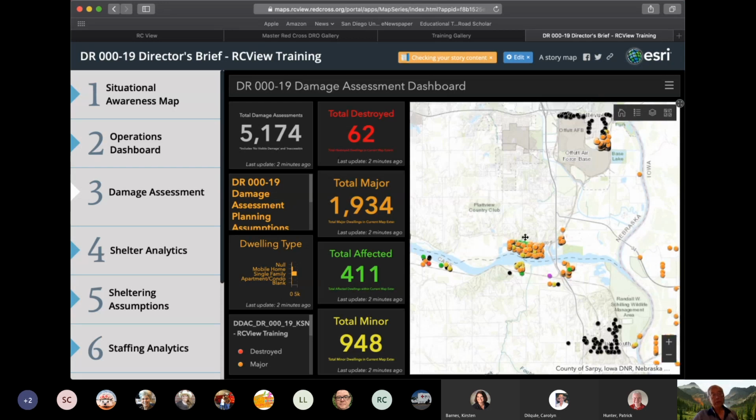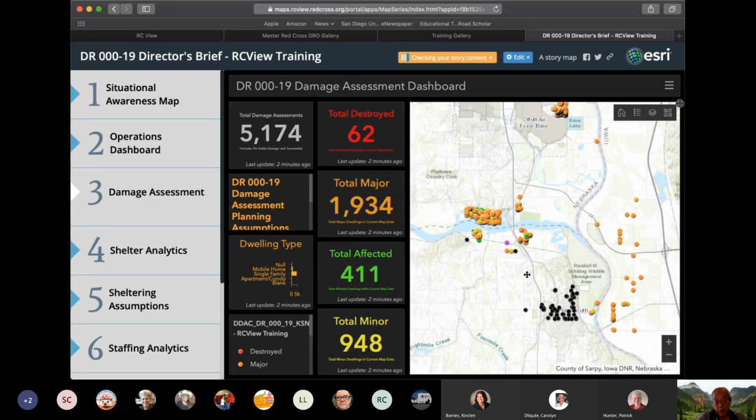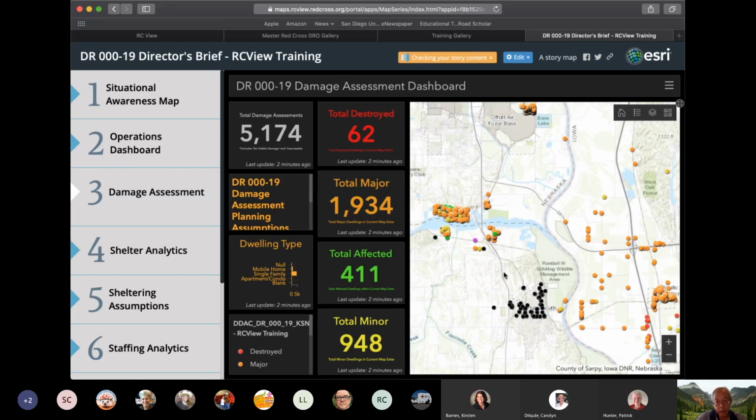So you may interpret some of this as if a person's home is destroyed, they most likely, or even major, most likely would not go back to the house except for maybe reclaiming some belongings. They would not be staying there for very long. They might be doing some, like I said, salvage of personal belongings.